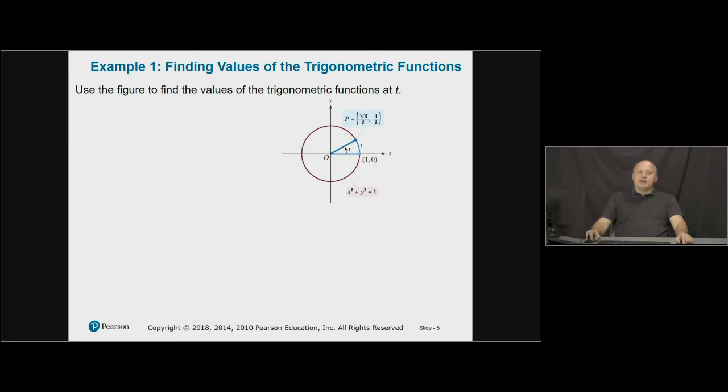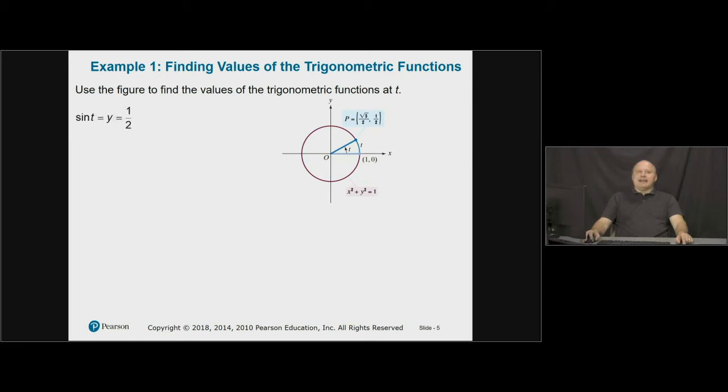Now if you notice, if you take the square root of 3 over 2 squared plus 1/2 squared, it will equal 1. Because the square root of 3 over 2 squared is 3/4, 1/2 squared is 1/4, and 3/4 plus 1/4 is indeed 1. So x squared plus y squared equals 1. So that point is indeed on the unit circle.